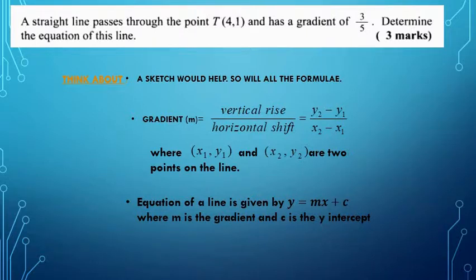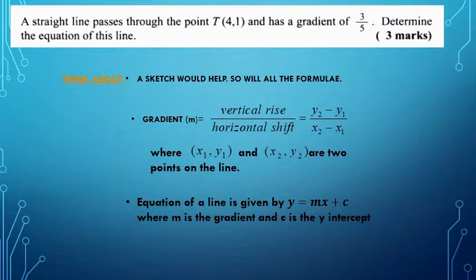As I read the question, I am thinking that a sketch of this would help, and so will memorization of the formulae. I know that the gradient of a line is equal to vertical rise over horizontal shift, which is equal to (y2 minus y1) divided by (x2 minus x1), where (x1, y1) and (x2, y2) are two points on the line. Also, y = mx + c is the equation of a line where m is the gradient and c is the y-intercept. The y-intercept is where the line cuts the y-axis.